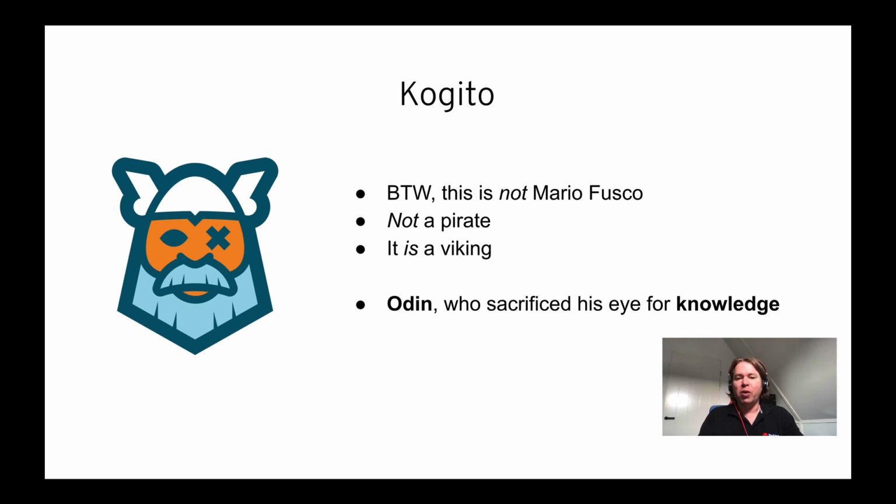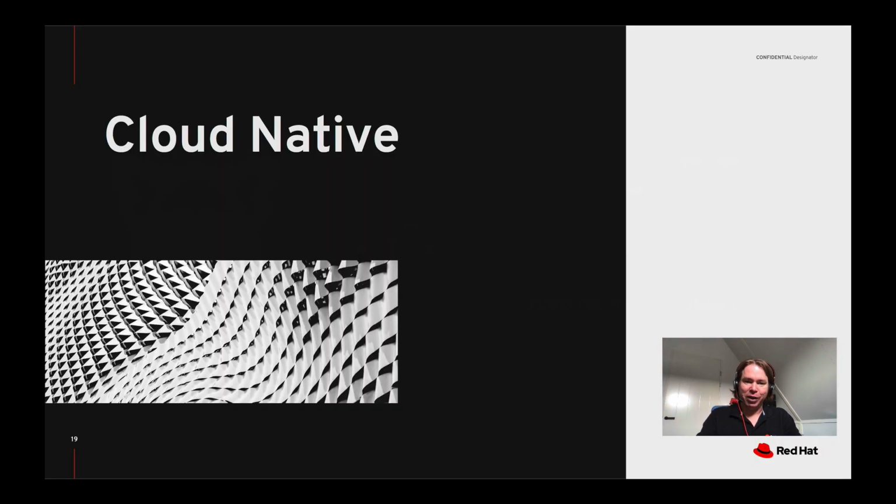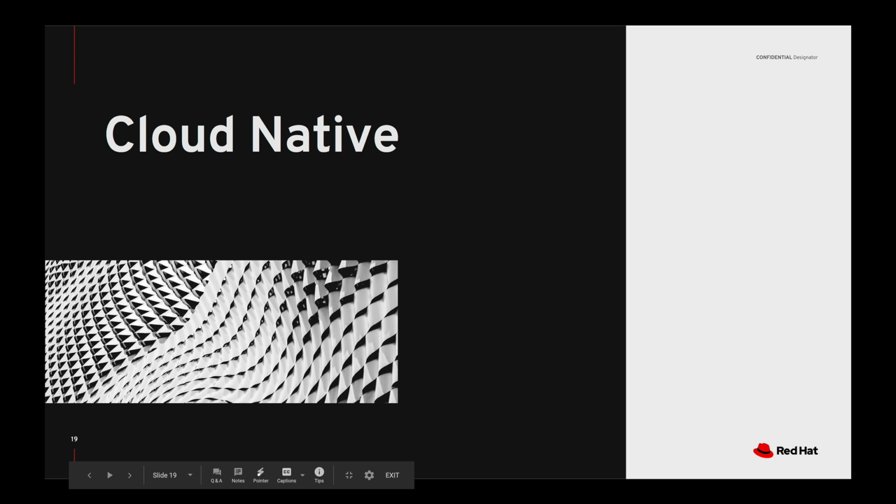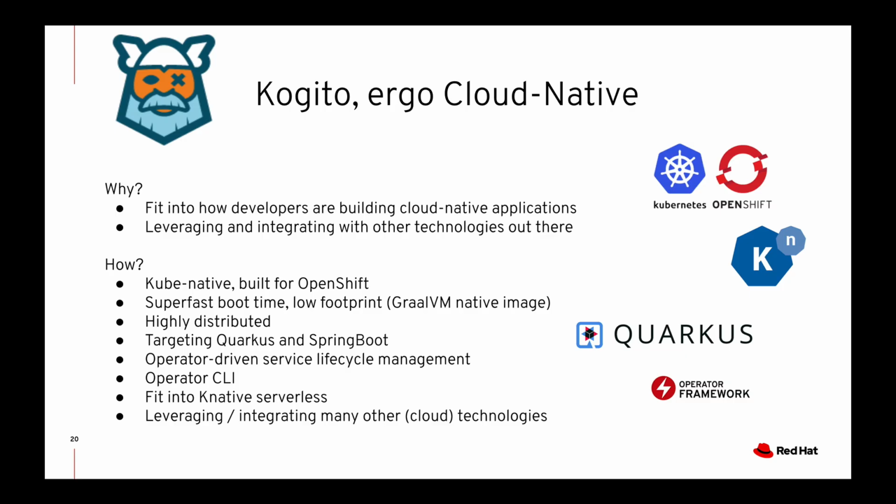Now for the logo, this is not Mario Fusco, our Drools project lead. It's also not a pirate, and the pirate is not winking either. What it is, it's a Viking, and it's actually Odin who sacrificed his eye for knowledge. So that explains the logo and the name a bit, if you had any questions about that. So let's look at the foundations of Kogito and show you why we've created this platform.